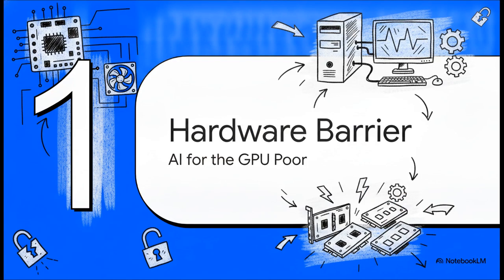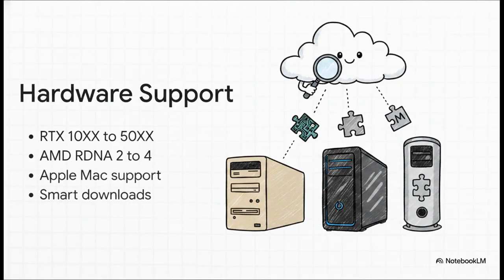All right, moving into Section 1, Breaking the Hardware Barrier, AI for the GPU poor. I want to specify exactly what hardware is actually supported here, just so you know exactly where you stand. WanGP supports NVIDIA cards ranging all the way back to the older GTX 10 series, right up to the modern 50 series. If you're on Team Red, AMD RDNA 2, 3, 3.5, and 4 are all supported. And, get this, they've even added early Apple MPS support for Mac users.